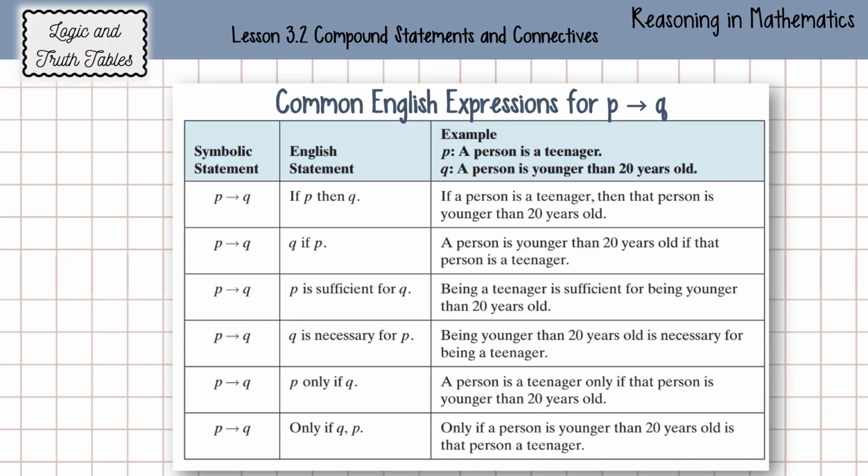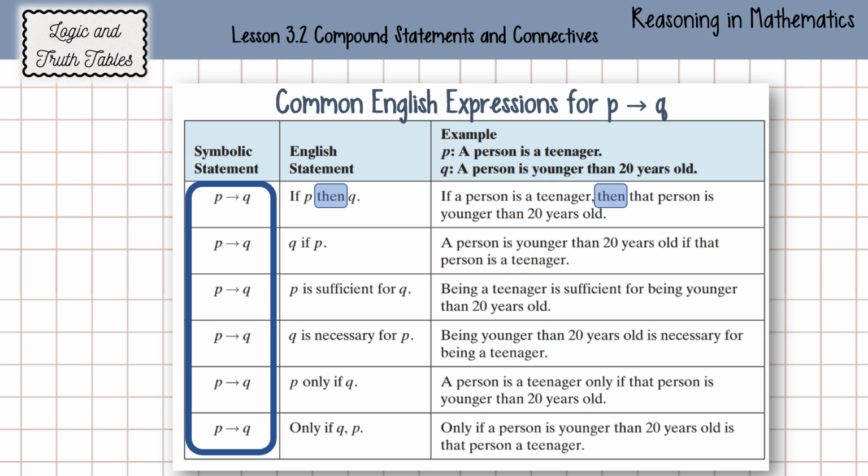Common English expressions for the symbolic statement P implies Q. Different words that we can use. If P, then Q. In example 1, we had the P of a person is a teenager and the Q, a person is younger than 20 years old. So if a person is a teenager, then the person is younger than 20 years old. Here's another way that it could be used. It could be Q if P. So a person is younger than 20 years old if that person is a teenager.